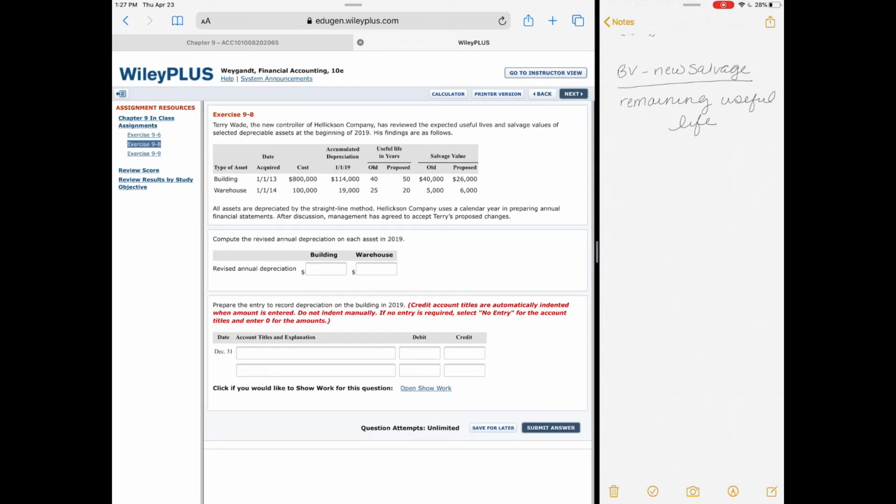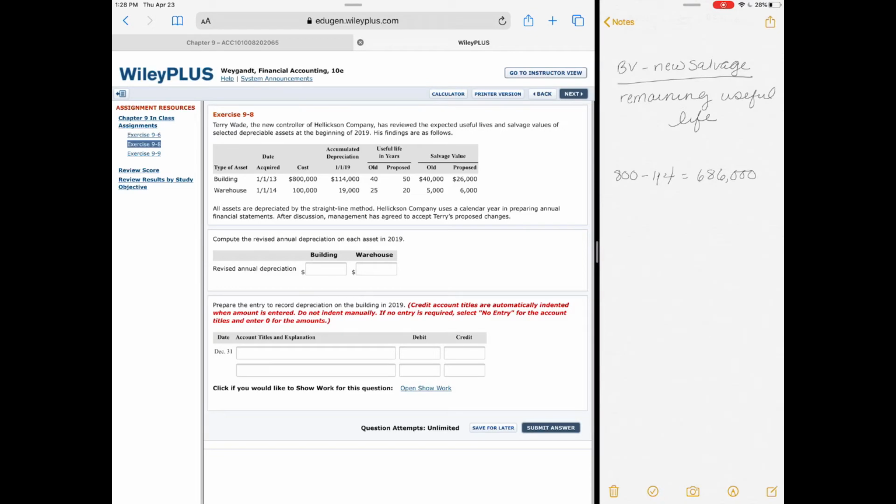So let's take a look at these two situations. First of all, the building. You can see it was acquired in 2013, and now we're looking at 2019, so we've already depreciated it for 6 years. I'm going to find my book value by taking cost minus my accumulated depreciation. I'm going to get rid of those zeros just to save some space over here. Therefore, my book value should be $686,000.